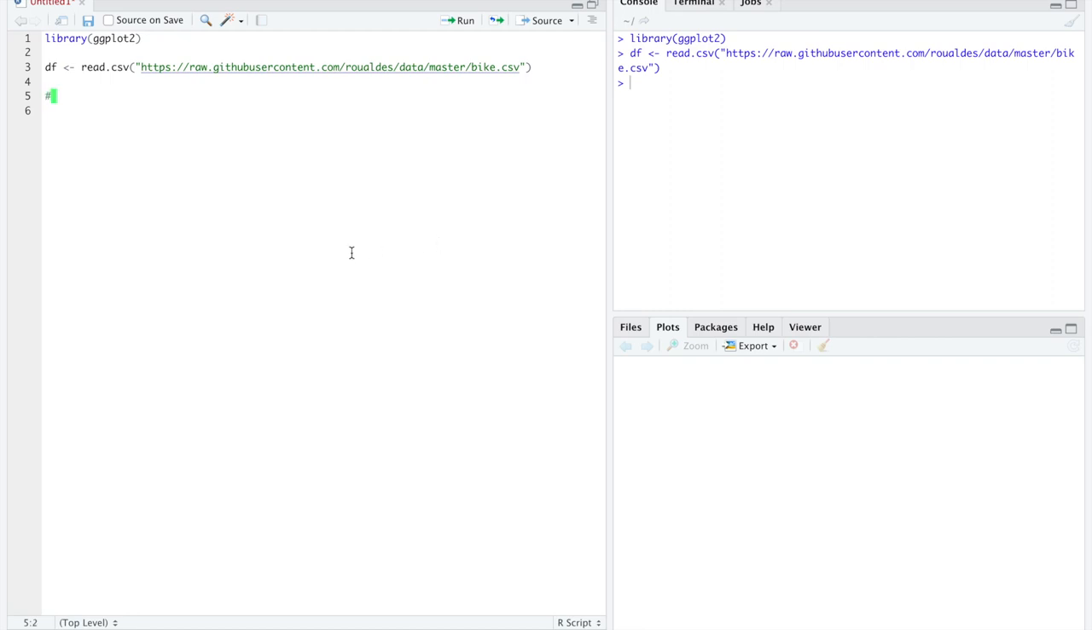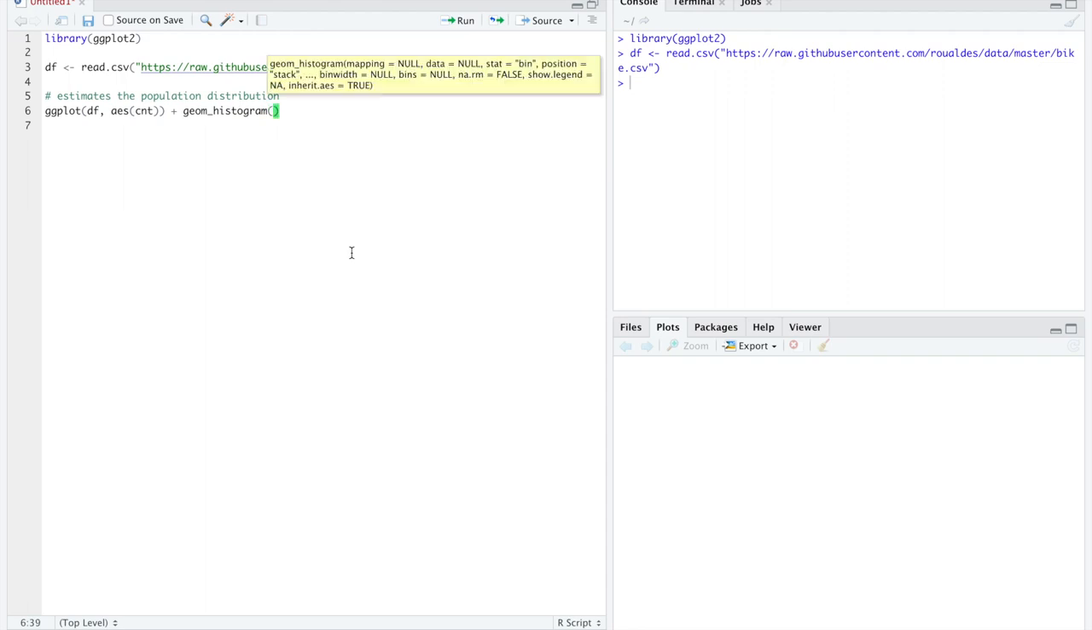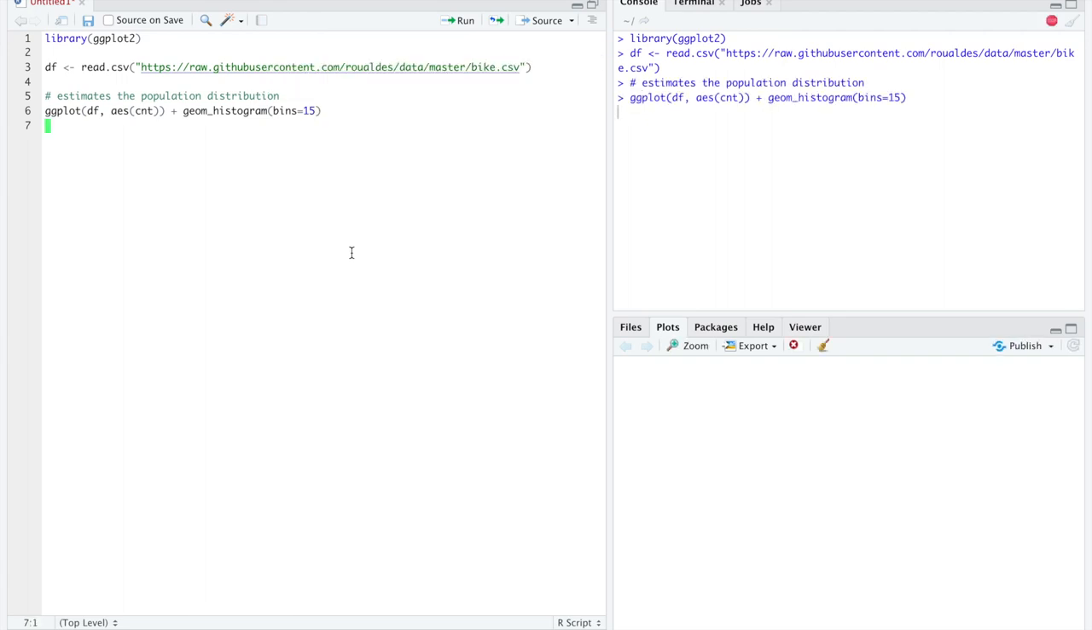So I'm going to start by creating a plot that estimates the population distribution. Now we'll use ggplot relative to our data frame named df. We'll put on the x-axis the count, that is the count of number of rented bikes. And because the number of rented bikes does not take on decimal values, we will make this a histogram.